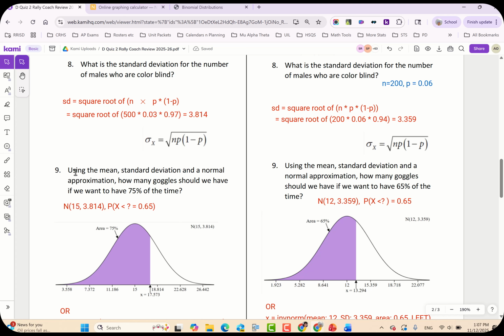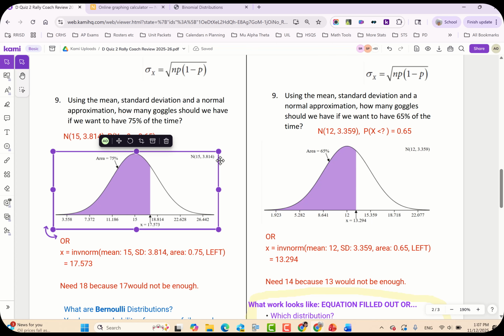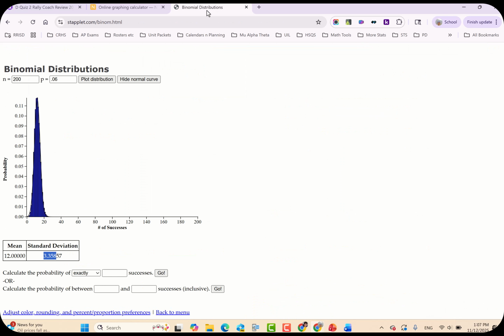So in this case, it's good for you to understand that you can take a binomial distribution and actually use a normal distribution instead, especially since some of the calculators act a little wonky on these questions. So here we go. Using the mean, standard deviation, and a normal approximation, there's my mean, 15. There's my standard deviation, 3.814. Let's show you how to do that.